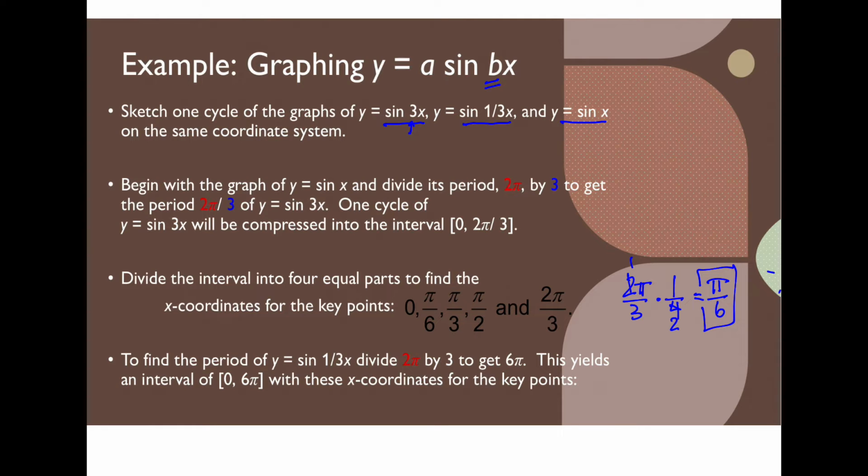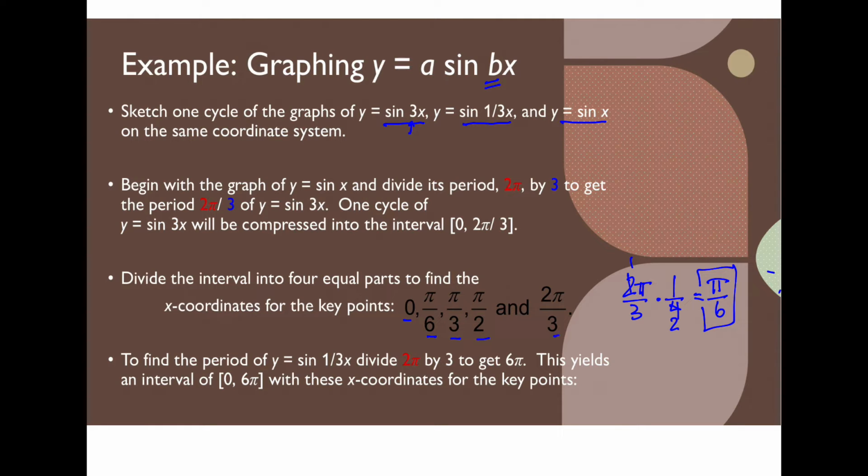If you remember, pi over 6 is 180 divided up 6 ways, so 30 degrees. So my period is going to go from 0 to pi over 6 to pi over 3 to pi over 2.